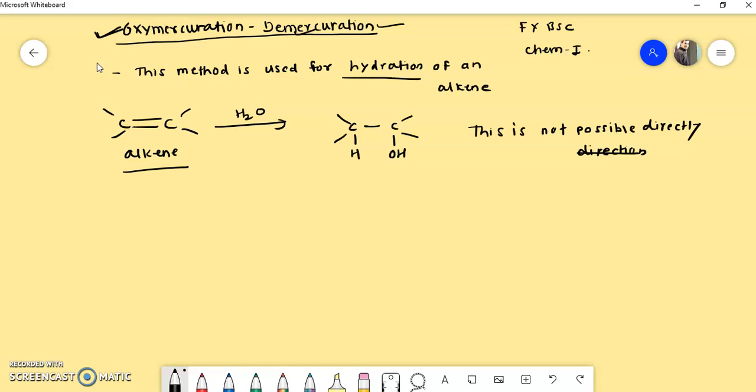So why are oxymercuration and demercuration required? Actually because this is not possible directly. If we take simply an alkene and add water to it, this will be formed, but this does not happen. That's why we need this procedure, oxymercuration and demercuration. Now what is this oxymercuration and demercuration that we will see? First of all I will write here what is oxymercuration.